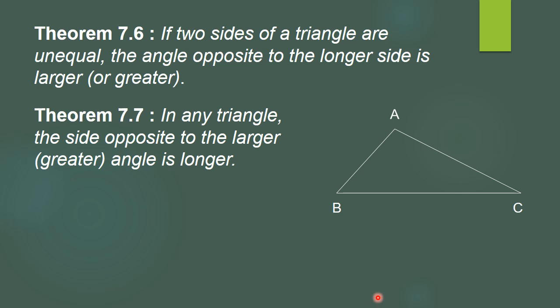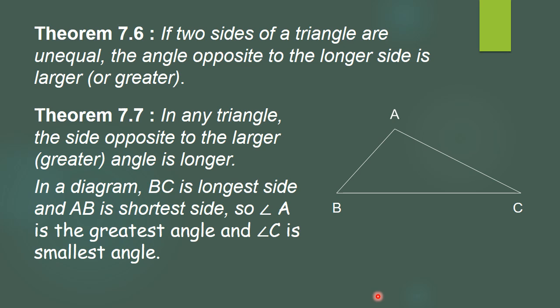The same can be used in the reverse way. If you know that the angle has a smaller measure, then the side opposite to it will be the shorter side. This is the first.